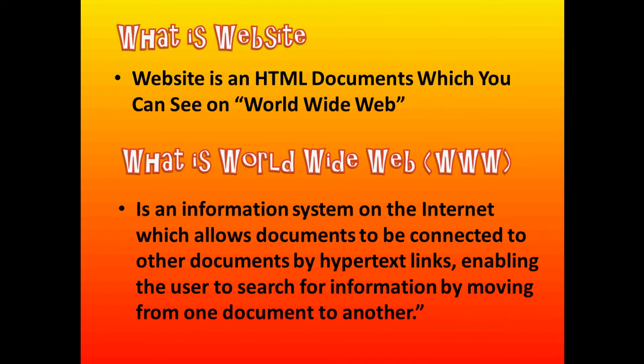What is a website? So let's try to understand what a website is. A website is an HTML document which you can see on the World Wide Web. Basically World Wide Web is www. You should already know. Don't ask what the World Wide Web is. You should have learned that in kindergarten. The World Wide Web, www, is an information system on the internet which allows documents to be connected to other documents by hypertext links, enabling the user to search for information by moving from one document to another.